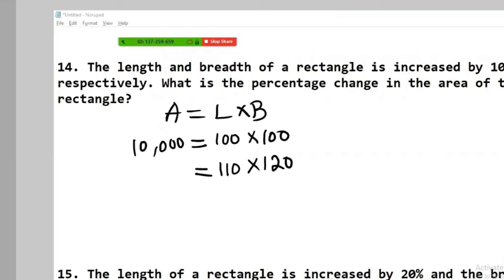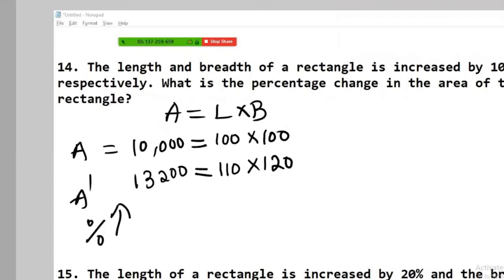So what is the new area? 110 into 120. If you multiply 110 into 120, how much do you get? 12 into 11 is 132, so 13,200. This is the old area, this is the new area. Okay, what is the percentage change in area?